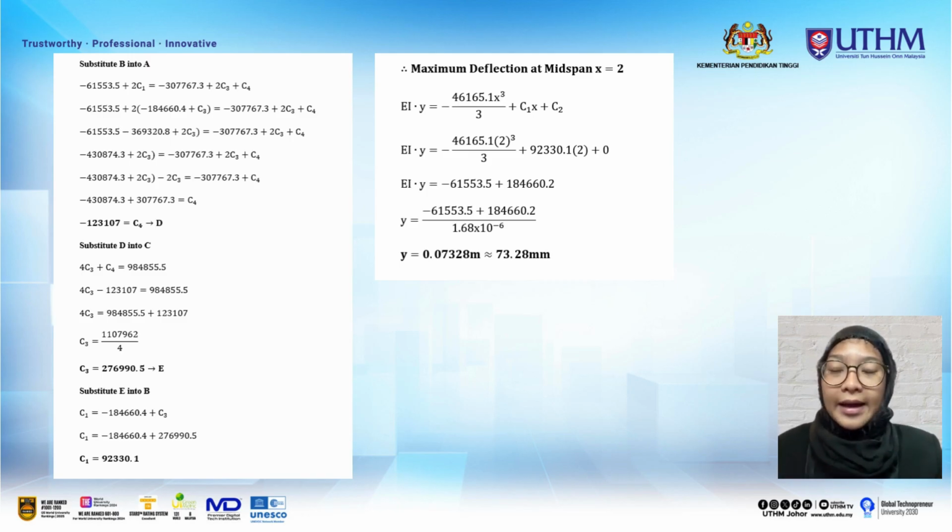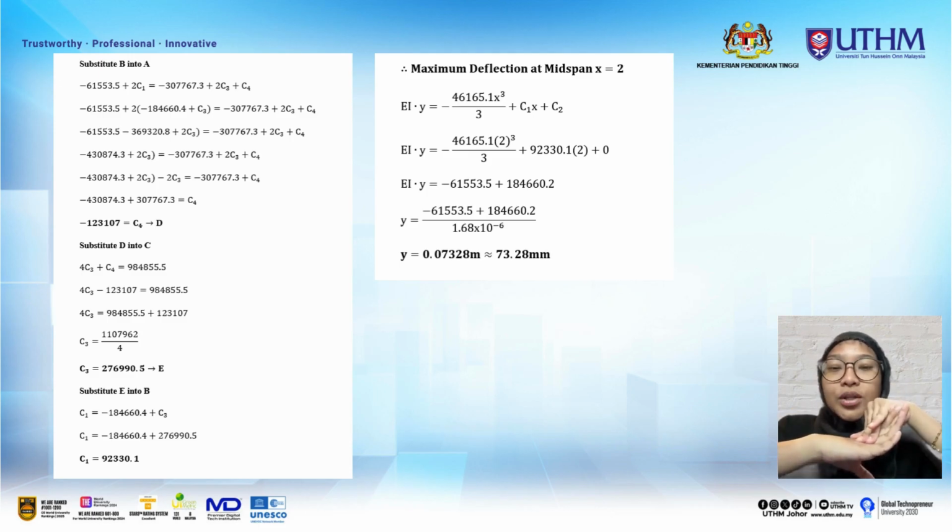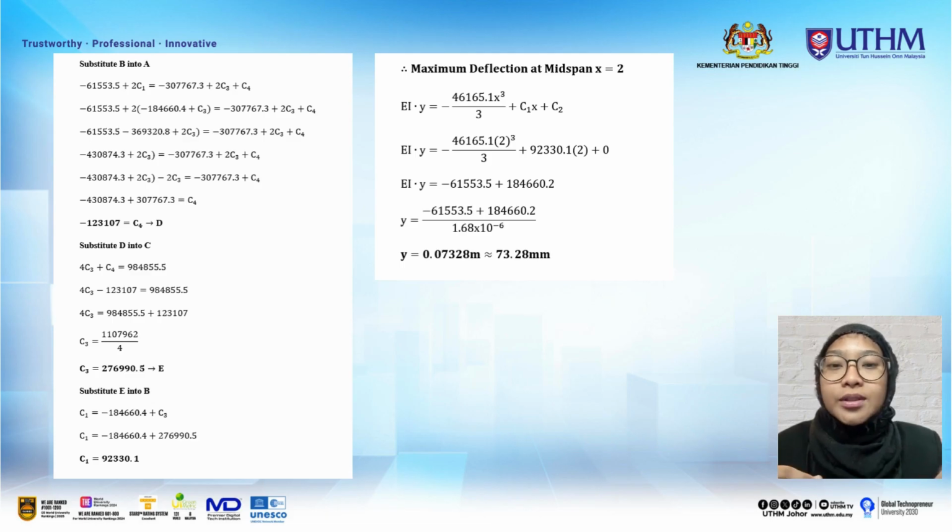Now divide by EI, where y is equal to negative 61,553.5 plus 184,660.2 divided by 1.68 times 10 to the power of negative 6. That is our EI. The deflection is y is equal to 0.07328 meter. If we convert into millimeter, it will be 73.28 mm. So the beam deflects as much as 73.28 mm only. So the load is not overload.